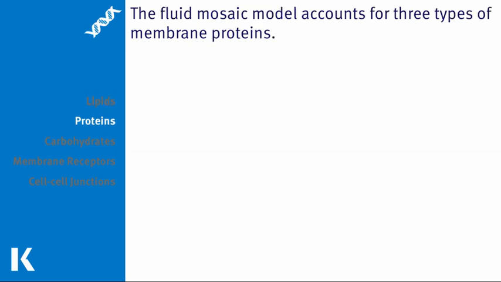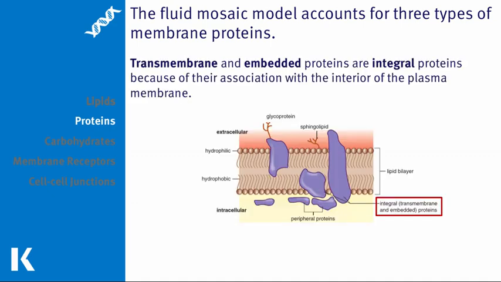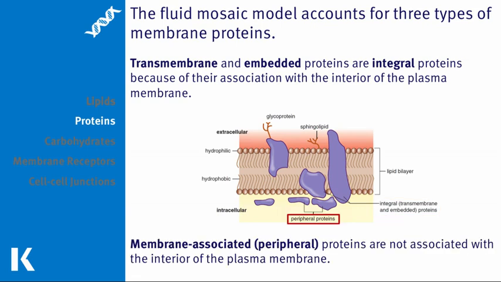There are 3 types of proteins that join lipids to make up the cell membrane. Integral proteins account for 2 of these 3. Proteins that have anything to do with the interior of the membrane get counted as integral. The third type is peripheral, or membrane-associated, which are proteins that just kick it on the outer edges of the membrane, but they don't actually go inside the cell's membrane.